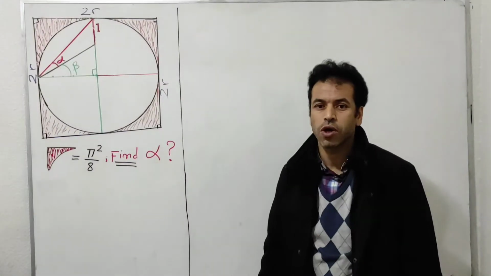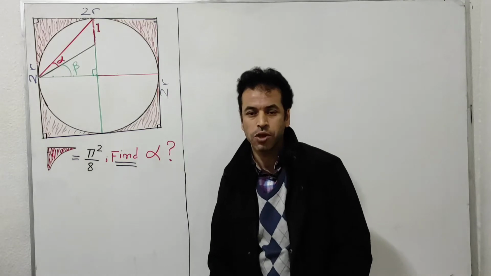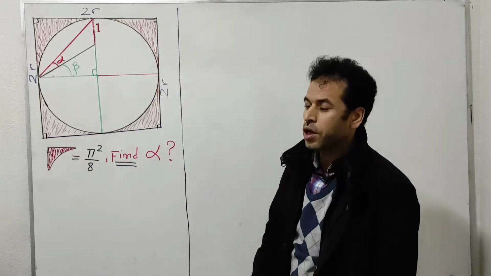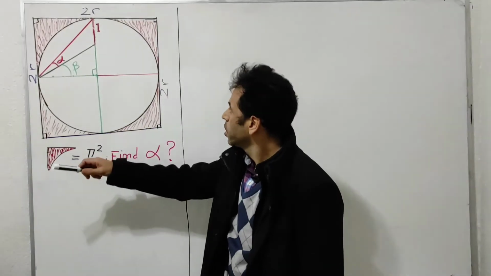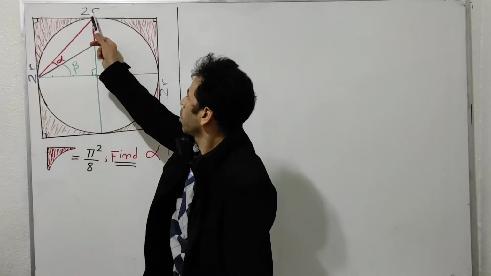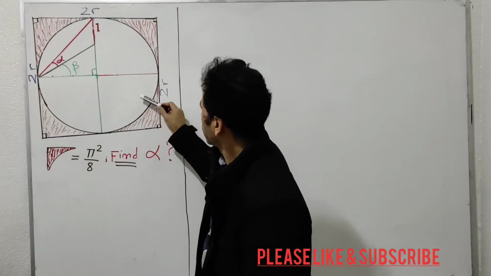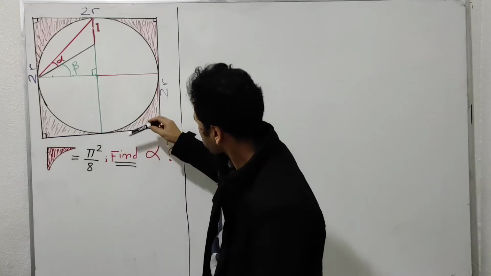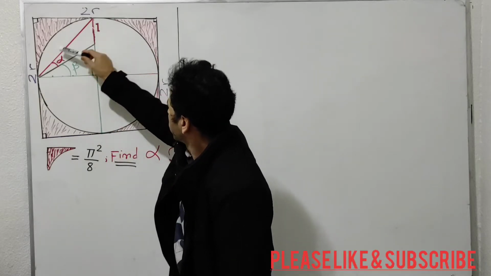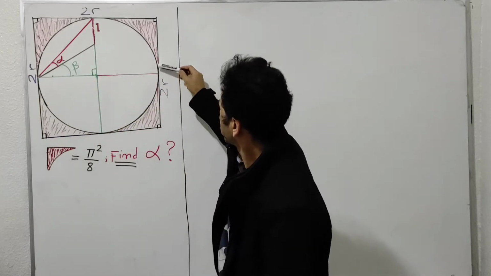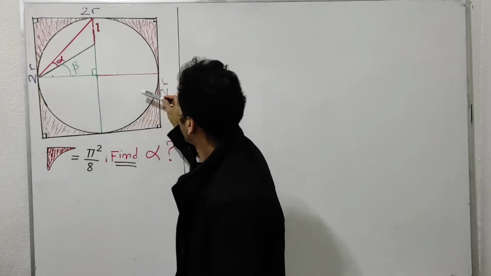Hi, in today's video I would like to introduce you to a very nice geometry problem involving the square. As the following figure shows, here is a big square of side length 2r. There is a circle within this square touching 4 different points, making the tangent line at this specific point.